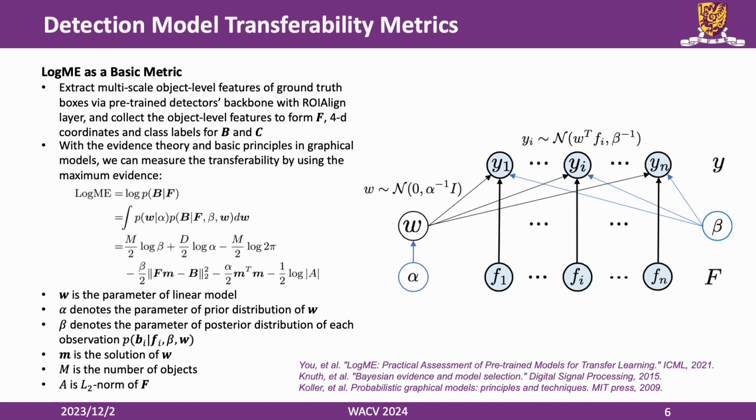Here, W is the parameter of the linear model, and alpha and beta denote the parameters of the prior distribution and the posterior distribution of each observation. And then we finally optimize W to obtain the solution. Then we can use this equation to compute the maximum evidence as the transferability score, which is the basic score for our detection metric.